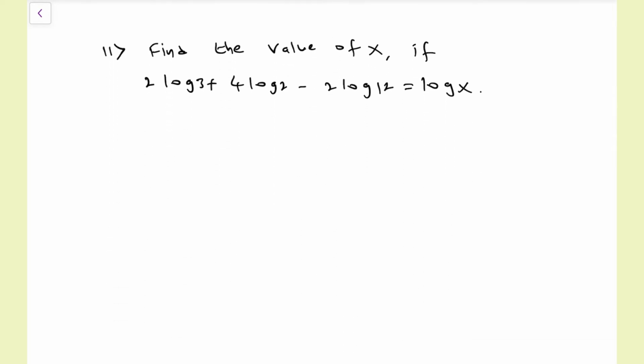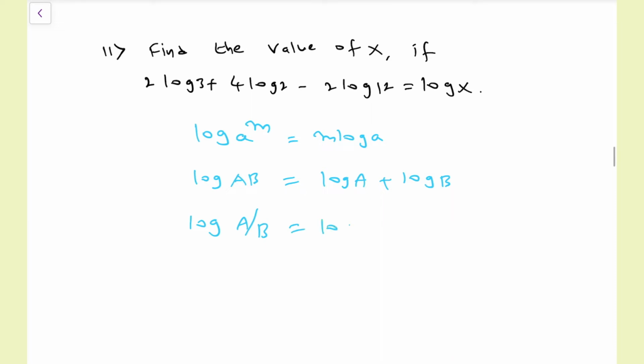Coming to question number 11. Find the value of x if 2 log 3 plus 4 log 2 minus 2 log 12 equals log x. Before solving, let us discuss the formulas involved. Log a power m equals m log a. Log ab equals log a plus log b. Log a by b equals log a minus log b.